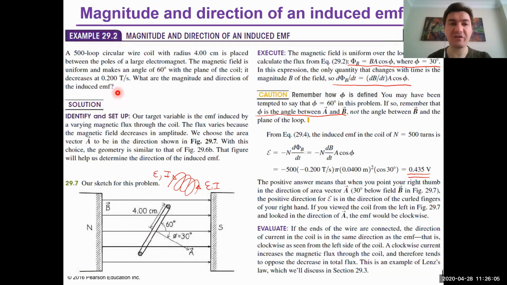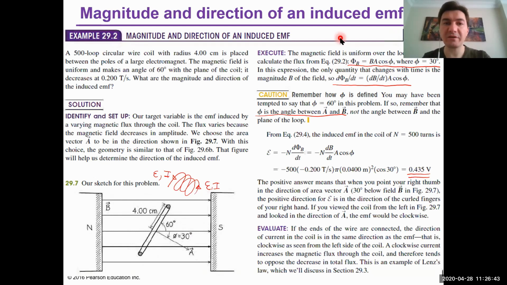So we have a changing or decreasing magnetic field. What are the magnitude and direction of the induced EMF? So look at the flux here. Magnetic flux is given by that expression. So what is the angle between B and A? This is the direction of the B. This is the direction of the A, okay? Along the axis in the center of the coil, you can consider this is 30 degrees. And then we have that flux.